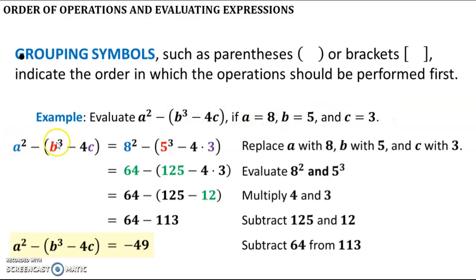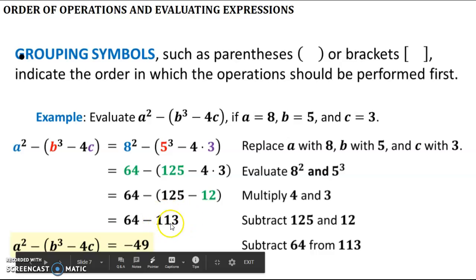So all you do is put in those numbers for those letters, and then solve inside the parentheses, then solve the exponents, and then do multiplication and division. So you can see here that they put 5 cubed, which is 125, minus 4 times 3. Okay, so then you do the multiplication inside the parentheses. So 4 times 3 is 12. So they have 125 minus 12 equals 113 down here.